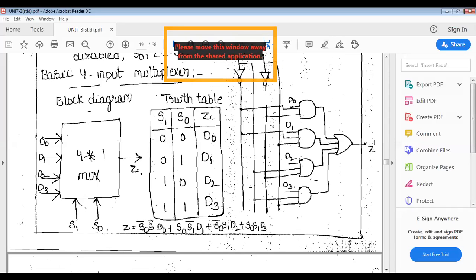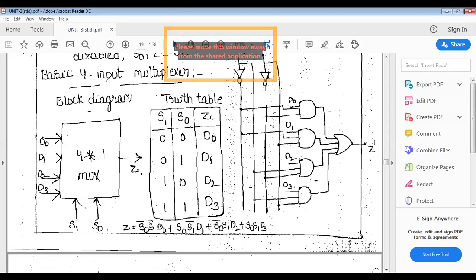So 0 0 will get D3, 0 1 D2, 1 0 D1, and 1 1 D0. But by default, every time we take 0 0 as 0 only, so D0 will be obtained. And 0 1 is the decimal value 1, so D1 will be obtained at the output side. And 1 0, the decimal value is 2, so D2 is obtained at the output side. And 1 1 is the decimal value 3, so D3 will be obtained. Like that, there is no ambiguity.